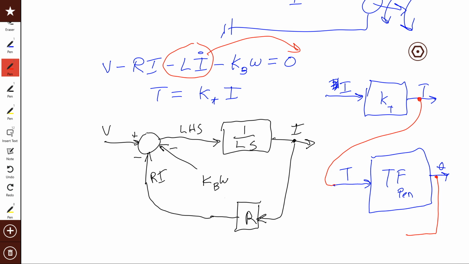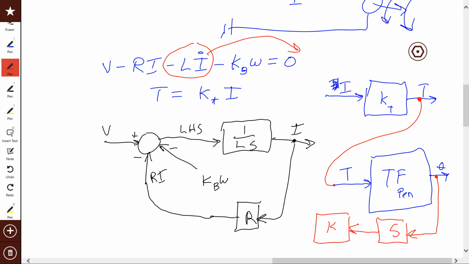What's omega? Theta dot. Okay, now I've got theta. What am I going to do with this theta? Multiply by S. What comes out of here? Theta dot or omega. Same thing, right? Because they're connected together. So omega comes out of here. Is that what I need? Yeah, so I put it through a KB. Could I make that KBS in the previous guy? Of course. Yeah, sure. And then what comes out of here? KB omega. Bingo.